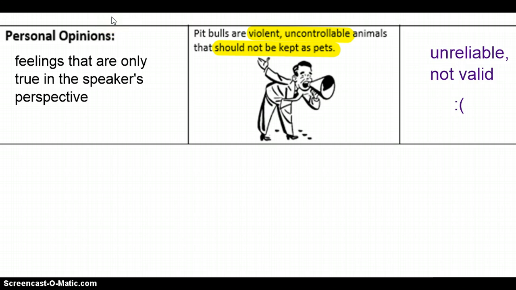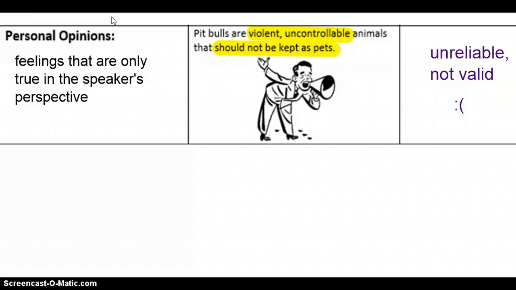Next, we have personal opinions. Personal opinions are feelings that are only true in the speaker's perspective. An example of that: pit bulls are violent, uncontrollable animals that should not be kept as pets. Words like violent, uncontrollable, those are kind of opinion words, right? Not all pit bulls are like that. That could be one person's personal opinion. It's very hard to prove.